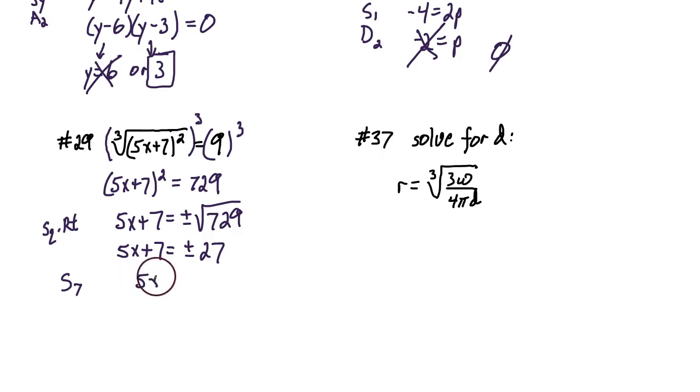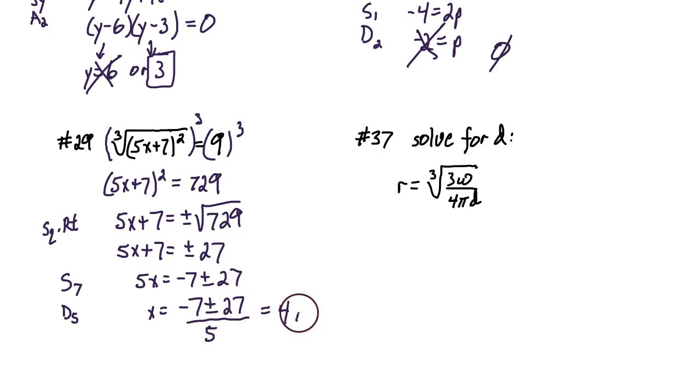So we have 5x is equal to negative 7 plus or minus 27. And then we're going to divide by 5. So we have x is equal to negative 7 plus or minus 27, all divided by 5. This actually is going to make two different answers. So negative 7 plus 27 is 20, and 20 divided by 5 is 4.